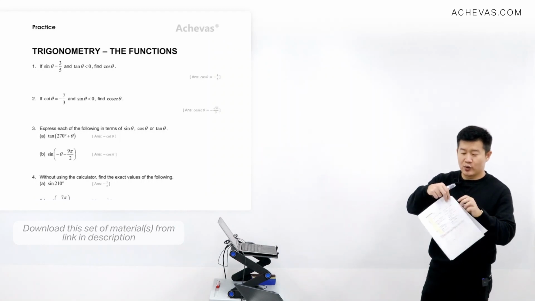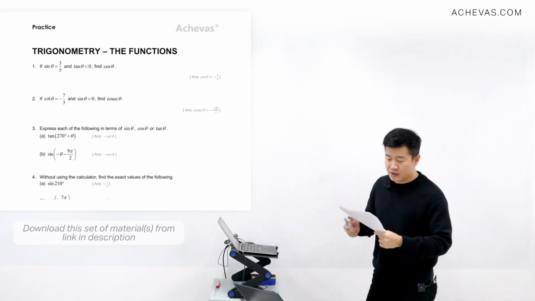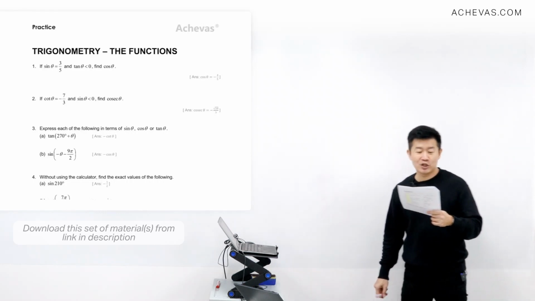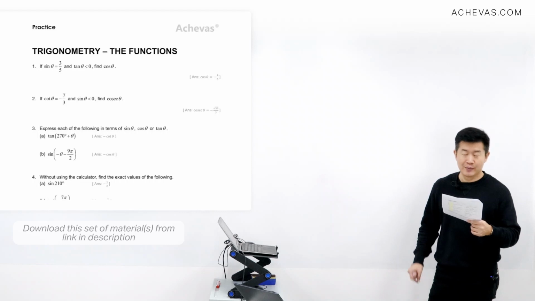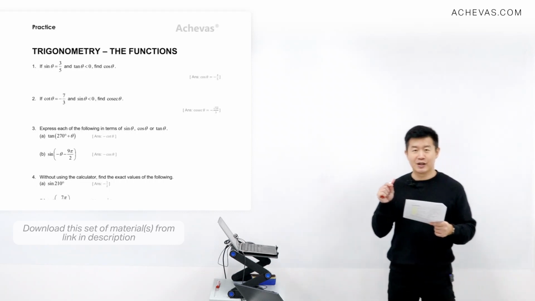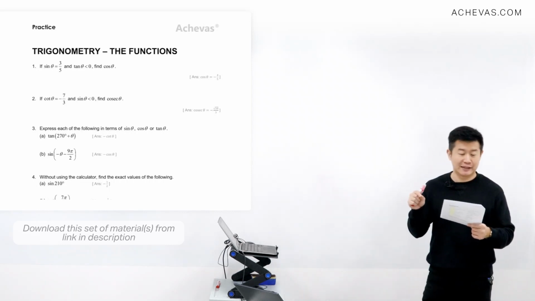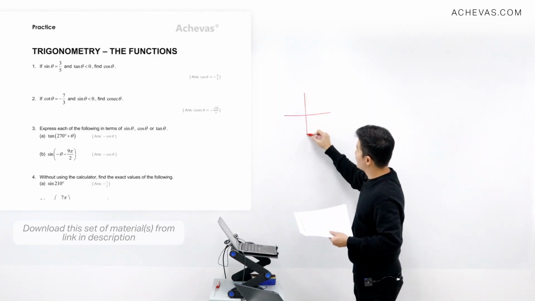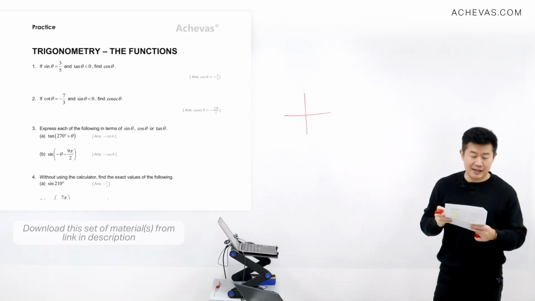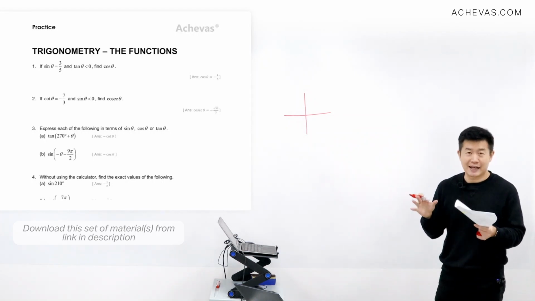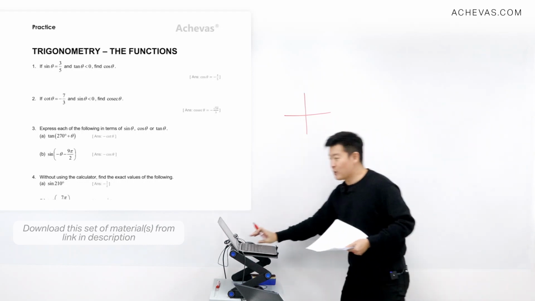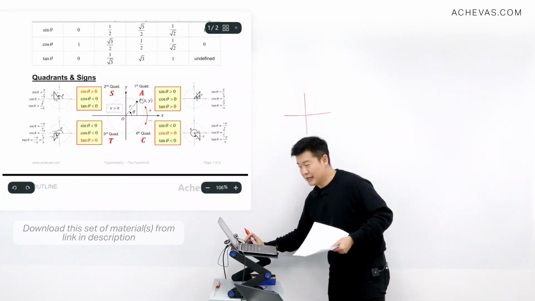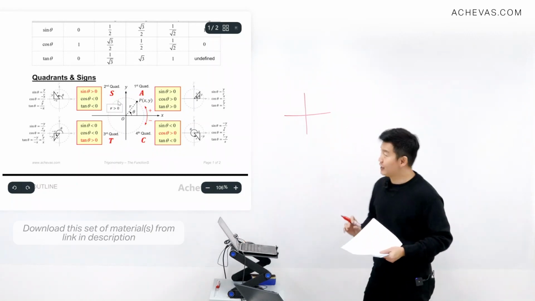So let's take a look at question number 1. In question number 1, we are given that sine theta is 3/5 and tangent theta is less than 0. The first thing that we want to know is which quadrant this angle theta is in. If I were to do a quick sketch of the x-axis and the y-axis, sine theta is 3/5, which means that sine theta is positive. According to what we have discussed, when will sine theta be positive? Add sugar to coffee, the first quadrant and the second quadrant.